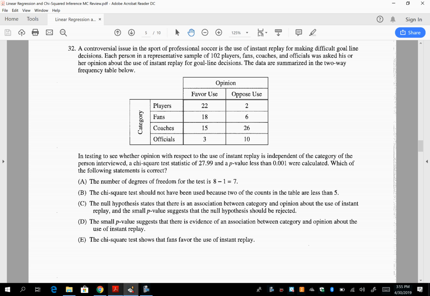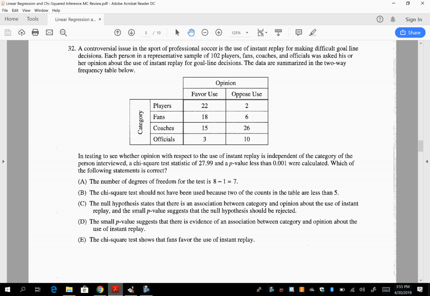All right. So, is B correct? No. But I bet that some of you who were reading this question and knew what you were doing maybe thought about B because you saw that number 5. That's called the expected cell condition, where you need the number to be 5 or more.